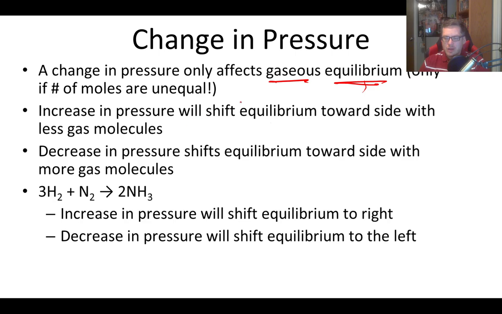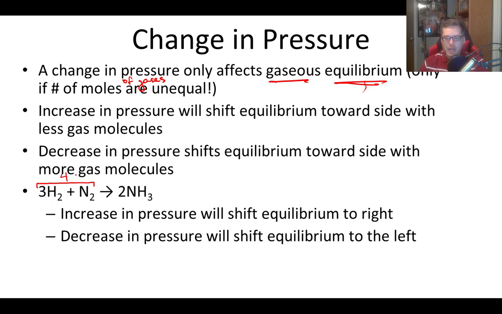Not only that, but we need to make sure that the number of moles of gases on both sides are unequal. So let's look at this one. Let's assume our hydrogen, nitrogen, and ammonia are all gases here. How many moles of gases, or how many molecules of gases, do we have on the reactant side? Well, we have 4, if we assume all of these are gases: 3 hydrogen molecules and 1 nitrogen molecule.